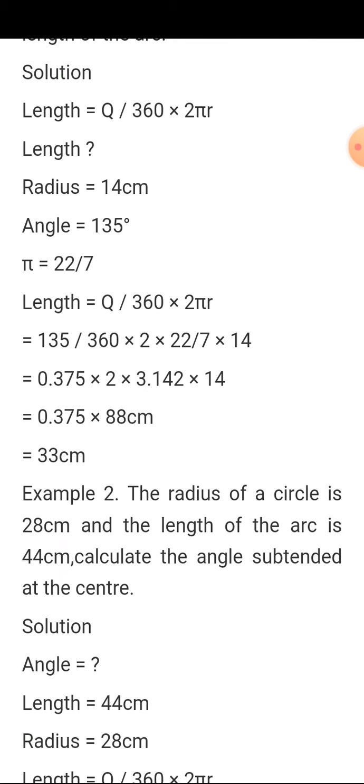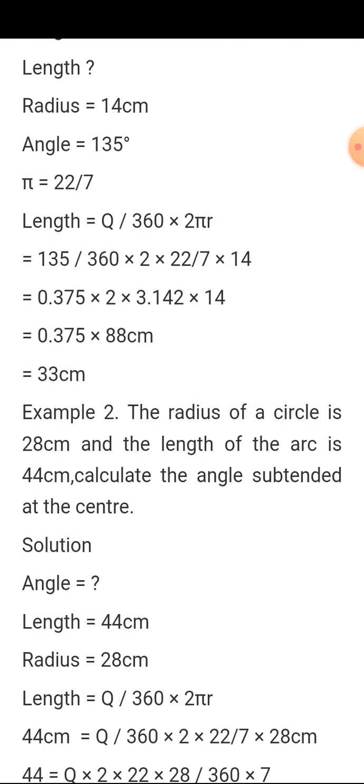When we divide 135 by 360, it gives us 0.375, multiplied by 2 times pi, 22 divided by 7, which gives us 3.142, multiplied by 14. When we multiply 2 multiplied by 3.142 multiplied by 14, it gives us 88 centimeter. Now 0.375 multiplied by 88 centimeter is equal to 33 centimeter.